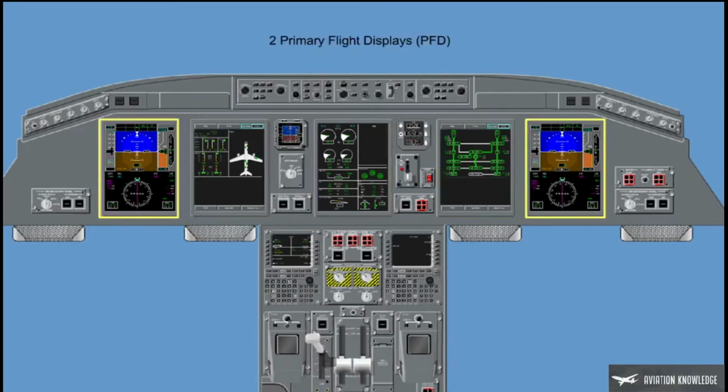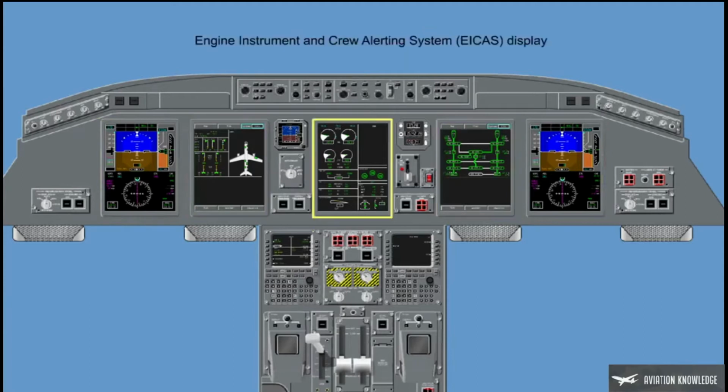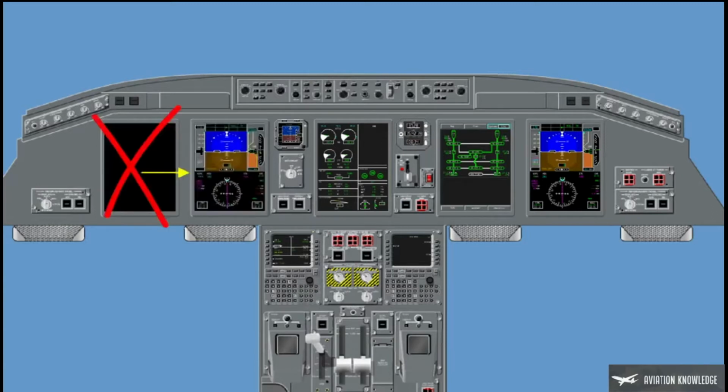The 5 display units are located on the main instrument panel. There are 2 primary flight displays, PFDs, 2 multifunction displays, MFDs, and an engine instrument and crew alerting system, EICAS, display. The display units are identical. In case of failure of one display, an automatic logic transfer will allow its information to be presented in the remaining units.